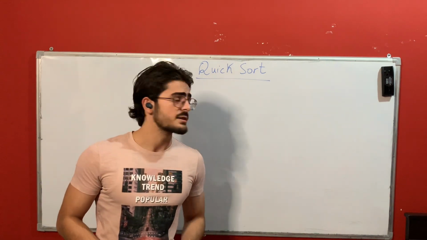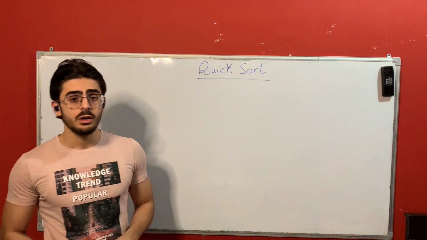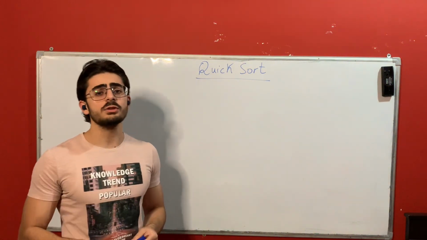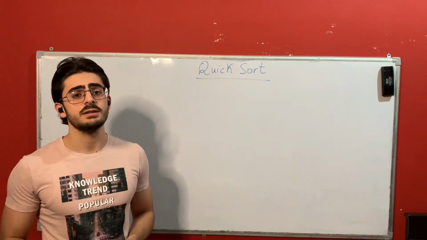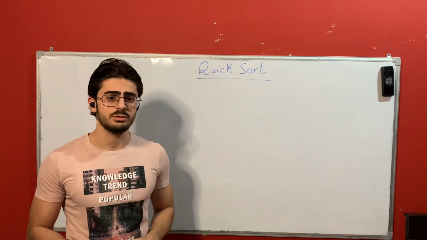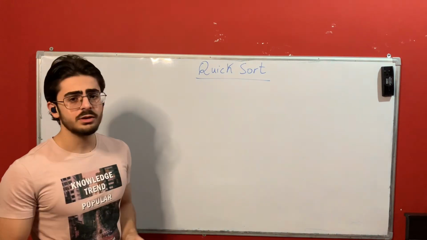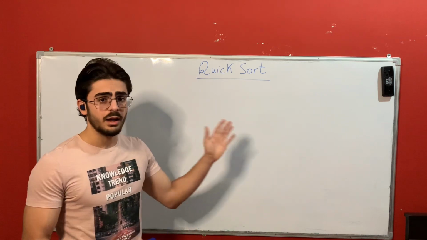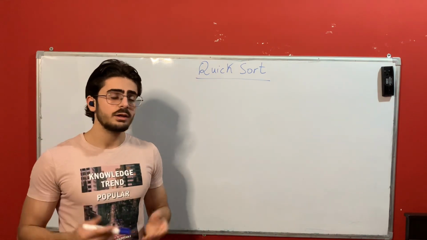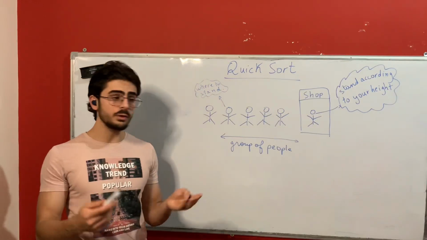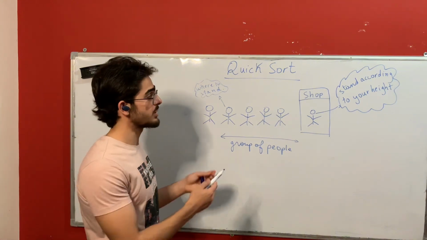Today's topic is about quicksort. Quicksort is a comparison-based sorting algorithm that utilizes the divide and conquer approach. So, how does quicksort rely on dividing and conquering an array in order to sort it? The following example demonstrates what I was talking about.